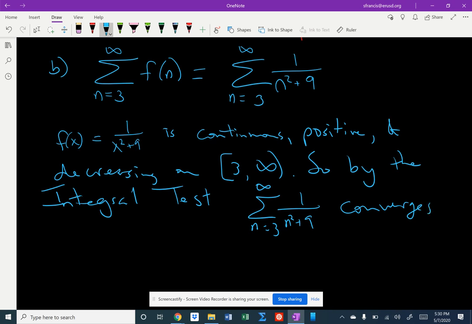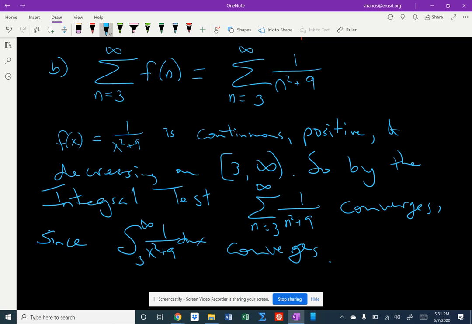And then, you know what? I'll be honest with you, actually. I want to include one more thing. Since the integral from 3 to infinity of 1 over x squared plus 9 with respect to x converges. I'm trying to remember the solution guide at the moment here. I don't remember. I think you should say that. I'm not 100% certain. I'd rather you say that than not, just to be sure that you get all the points that you deserve for that one.